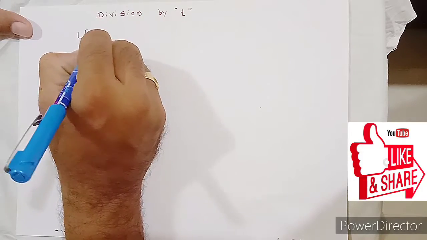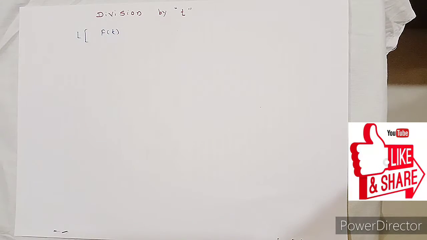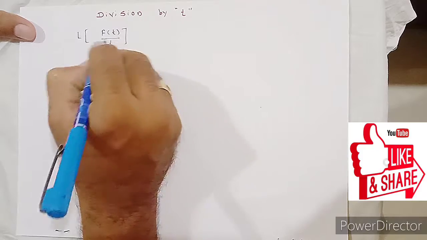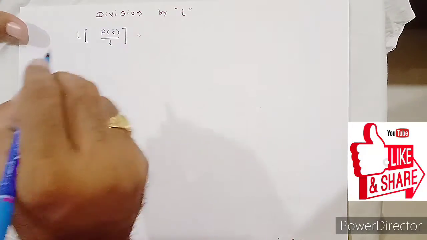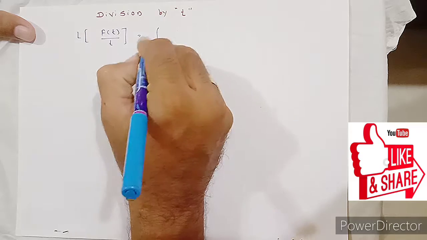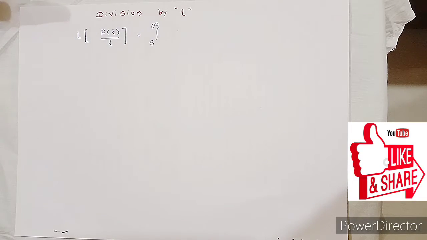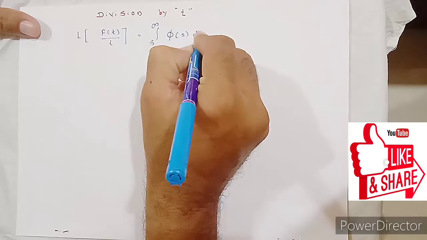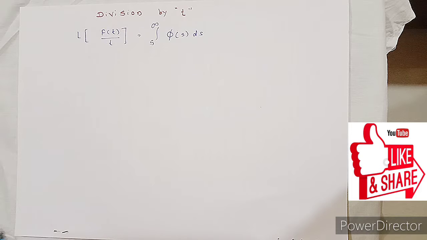If we assume that f of t is any function, when that function is divided by t, what is the definition? We take the integration with the limit s to infinity of phi of s ds. In multiplication by t, when t is multiplied with f of t, we take the derivative as per the power of t. In division by t, when f of t is divided by t, we take integration.